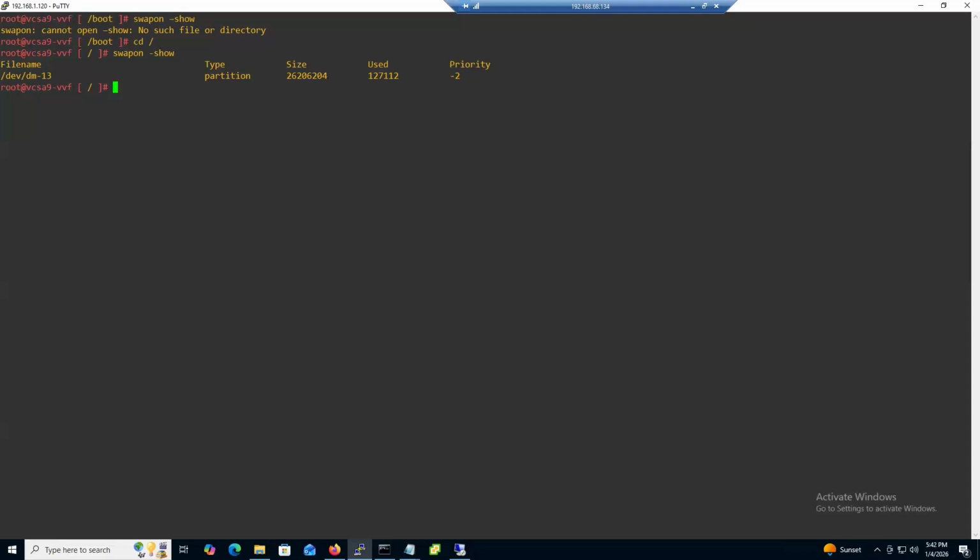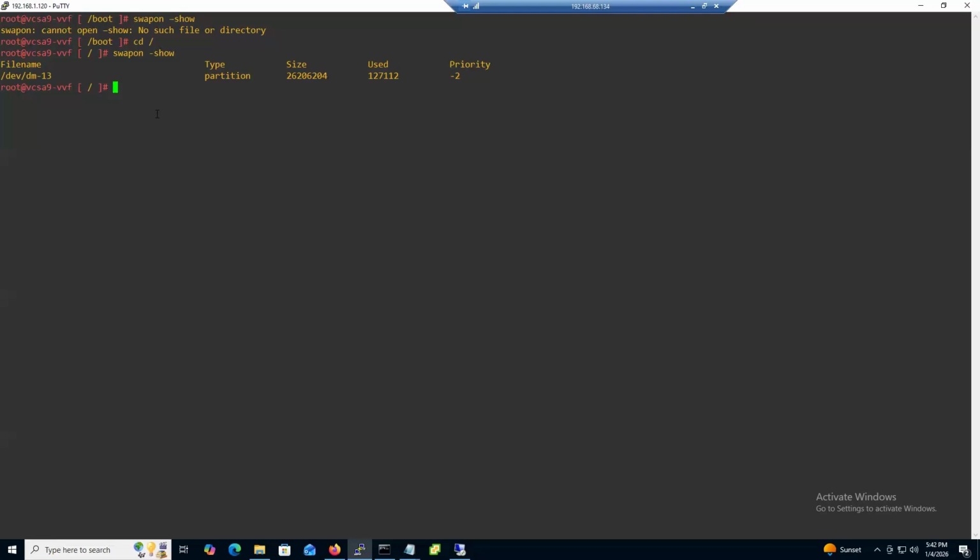So you need not give any high importance to this priority of -2, because swap priority matters only when multiple swap devices exist. With one swap device, priority is not relevant. Okay, and we need not give any importance to this -2 priority option at this level. Next, we'll move to the next command.